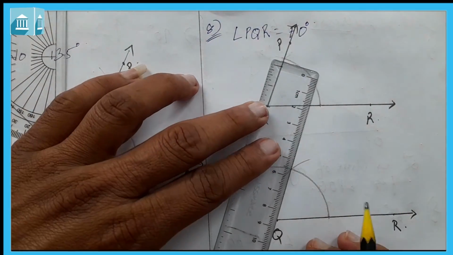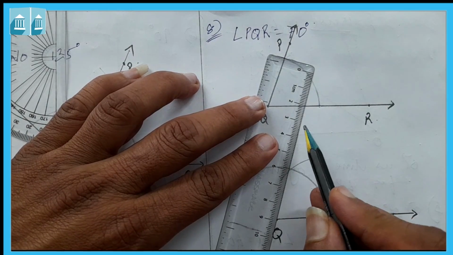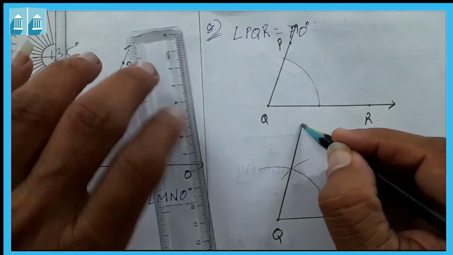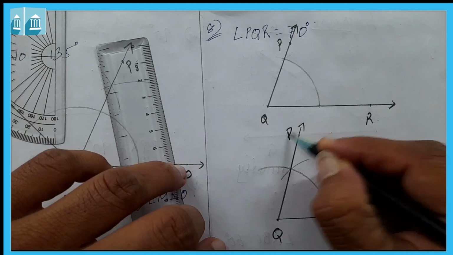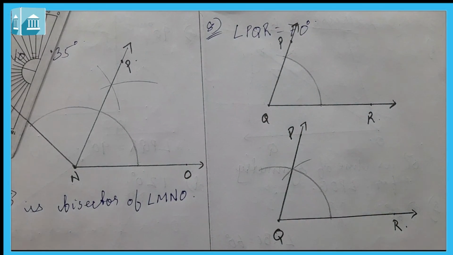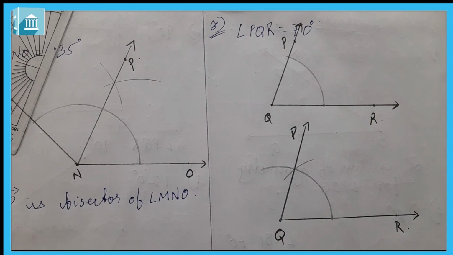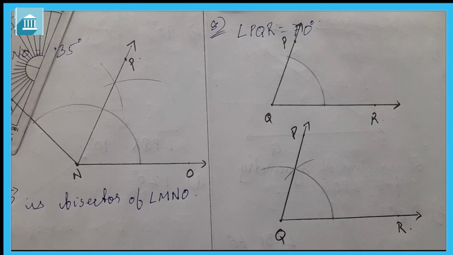So now we are going to join this. So these both are copies of each other. The PQR is a copy of PQR.